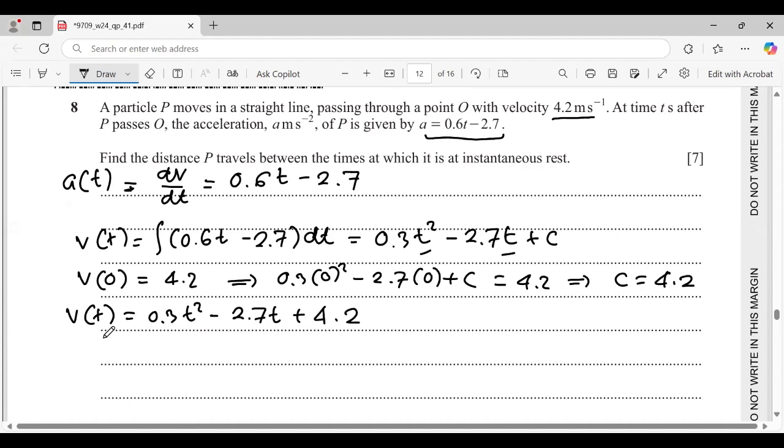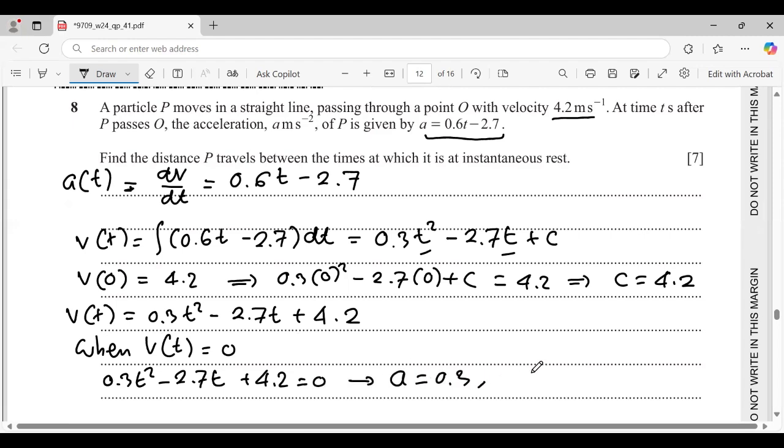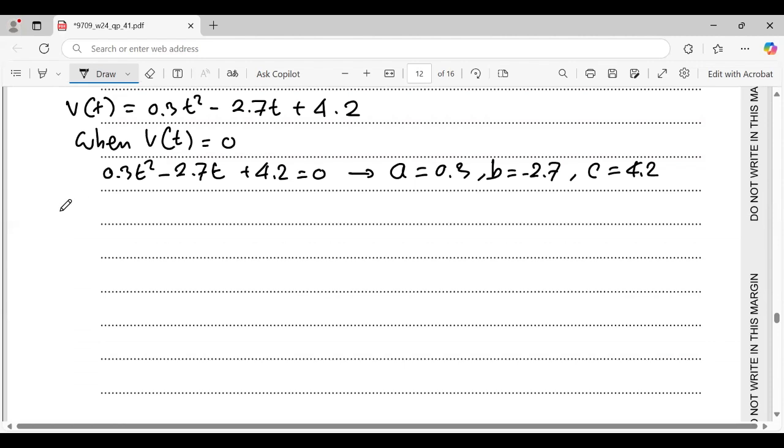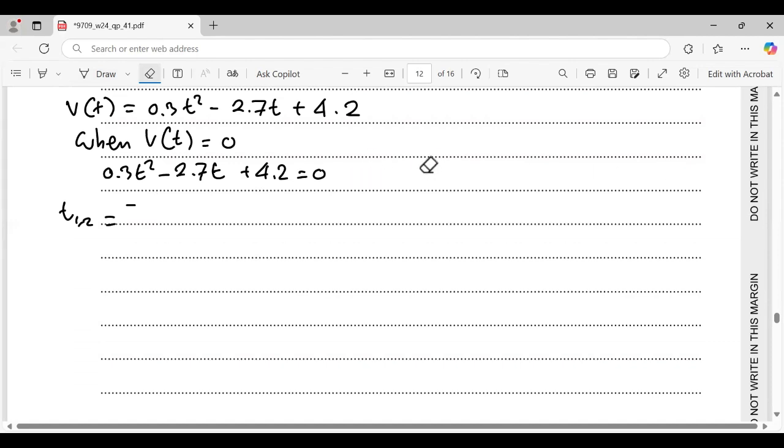So now, when v(t) equals 0, this equation becomes 0.3t squared minus 2.7t plus 4.2 equals 0. So a equals 0.3, b equals minus 2.7, and c equals 4.2. Through the quadratic formula, we can determine the value of t. I would like to divide first to simplify it.